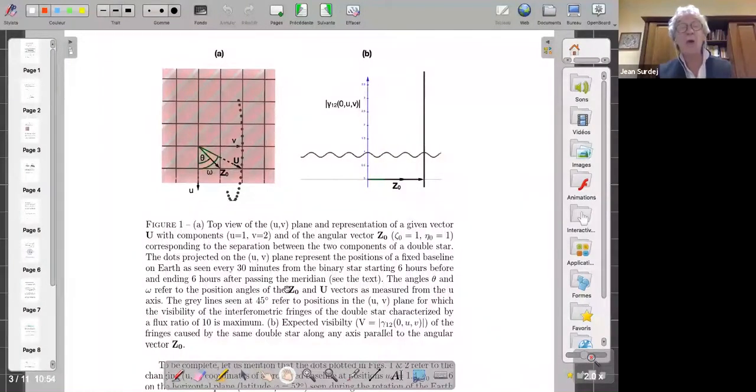Okay. Now, these 45 degree lines represent in fact the visibility, so the module of the complex degree of mutual coherence projected on the UV plane. It means that if you would have a baseline which would be scanning these perpendicularly, you would see the visibility varying as shown on the right graph here. You see, visibility is not one, it's a small fraction of one, which very much depends on the flux ratio of the double star.